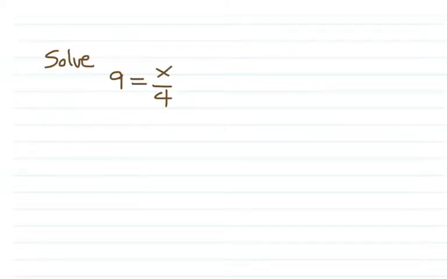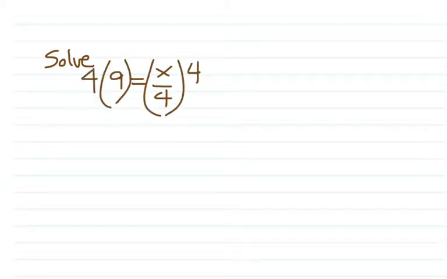These are the ones that threw my students the last time we had a little test. So, what's been done to x is x has been divided by 4. What's the opposite of dividing by 4? Multiplying by 4. So we're going to multiply both sides by 4.